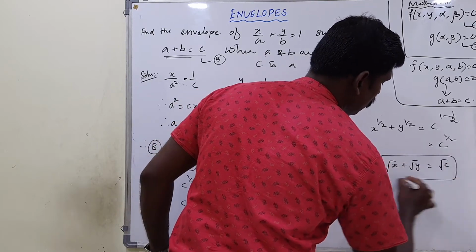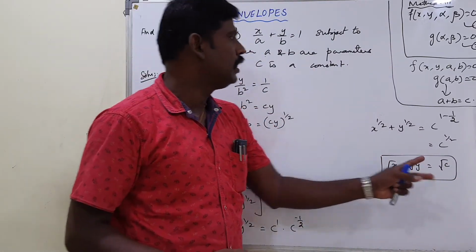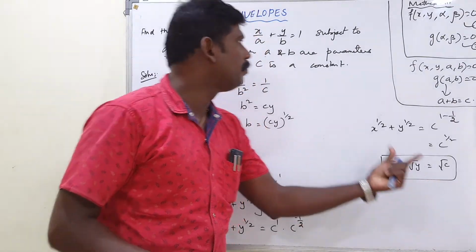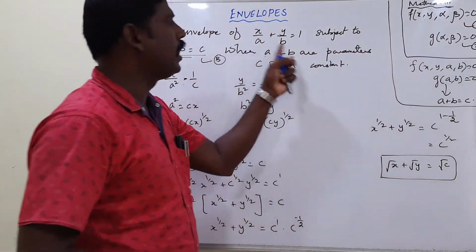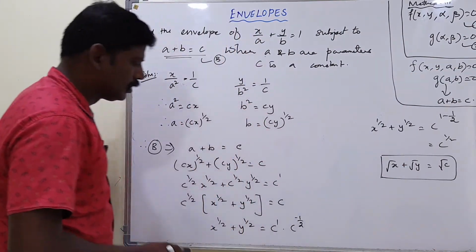Now look at this equation. A and B are eliminated. This is the envelope of the given family of curves with two parameters A and B. Right? That's all.